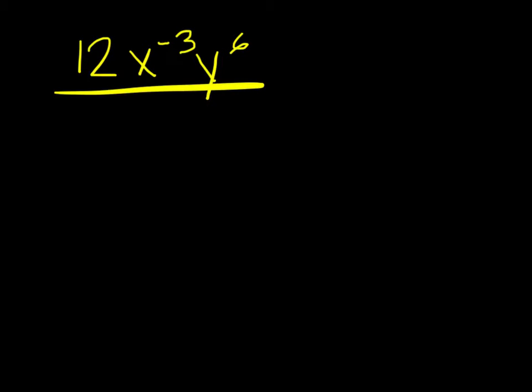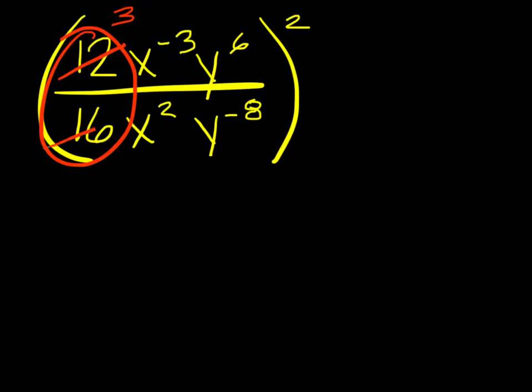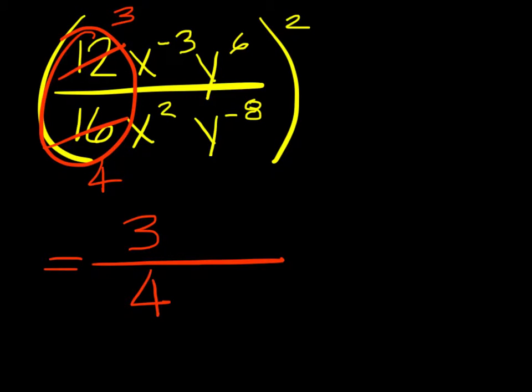Example problem: 12x to the negative third y to the sixth over 16x squared y to the negative eighth, and then all of this is going to be to the second power. Step 1 is to start with the 12 over 16. The highest number that goes into both of those is going to be 4, so we have a 3 there and a 4 here. At the least, you'll have a 3 over 4 in your answer.